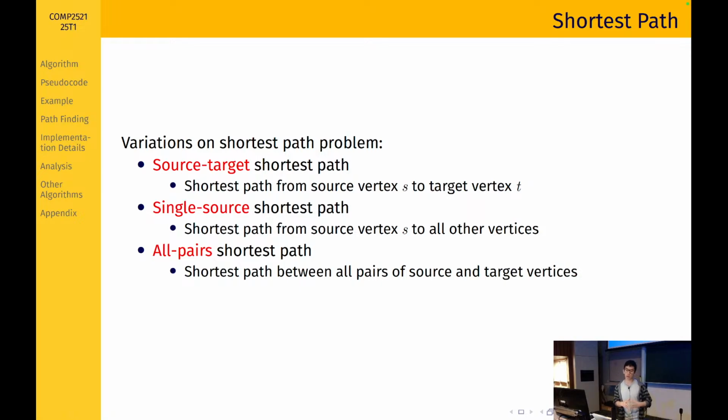You've also got single source. So you have a source vertex, and you want to find the shortest path from the source vertex to all the other vertices in the graph. And then there's also all pairs, which is for every pair of vertices S and T, we want to find the shortest path between each of them.